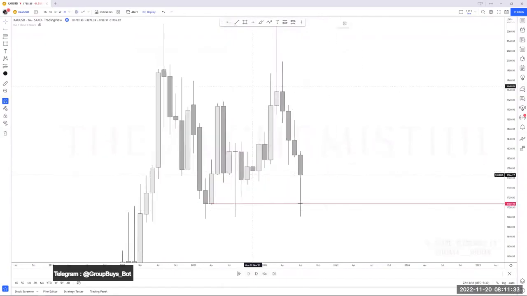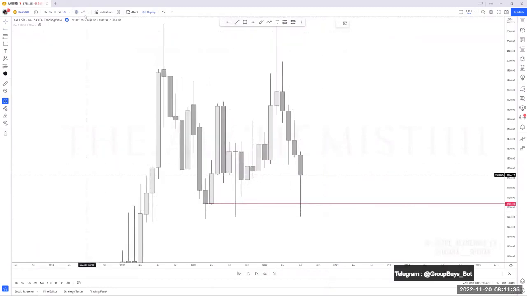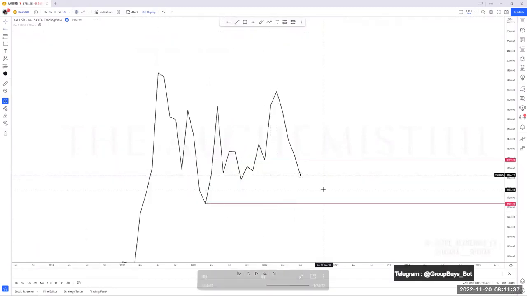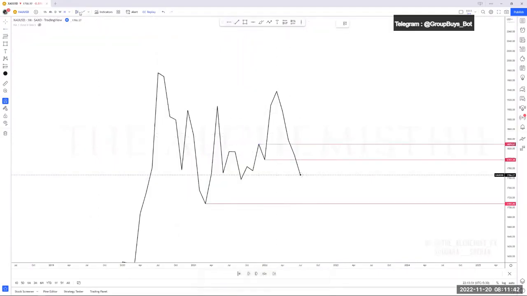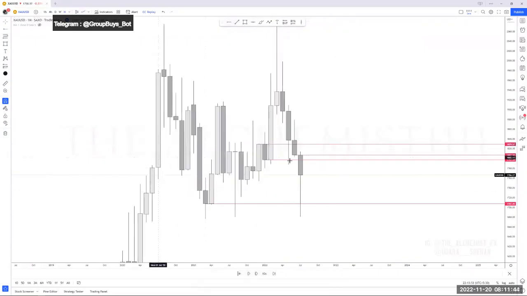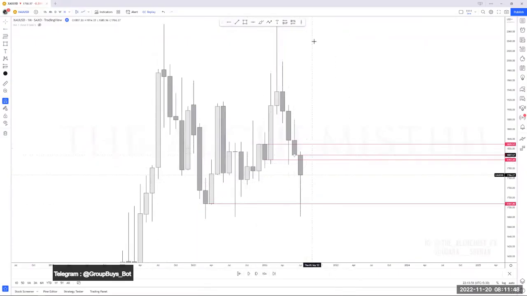So what are your next zones of interest? Zones on the monthly, right? So we had this, and we also had these open close levels. Can you see that? We did have these levels.